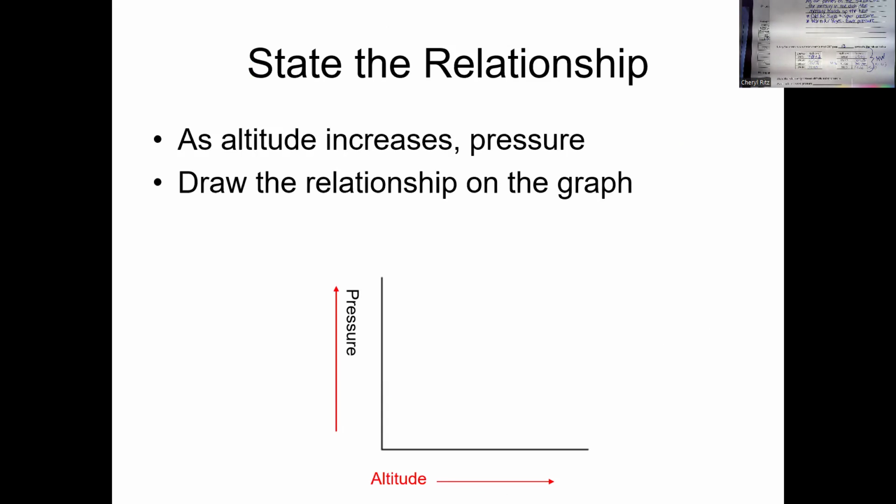So state the relationship between altitude and pressure, and we got to draw it. We talked about drawing these at the beginning of the school year. Remember, when you read them, you always read the x-axis. So as altitude increases, pressure does what? We got to talk about what happens. It decreases, you just know that? Okay, does anybody know how we know that?